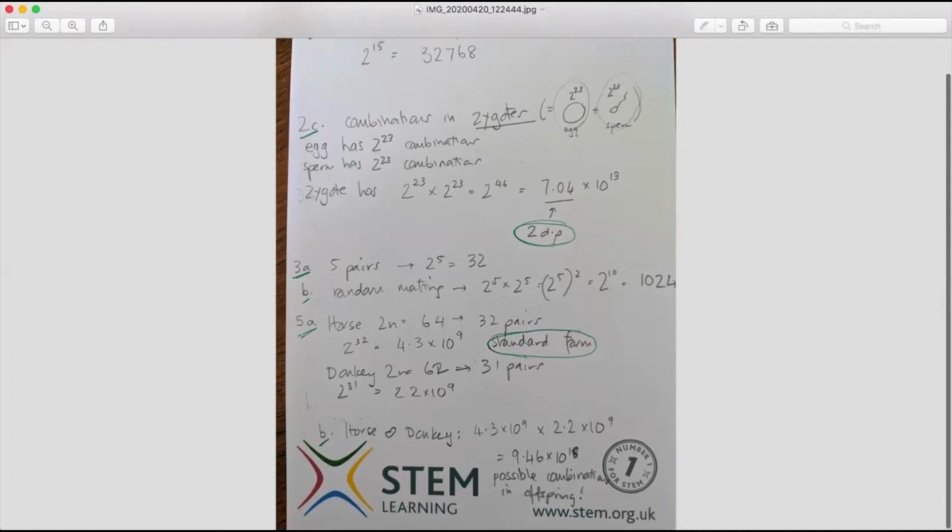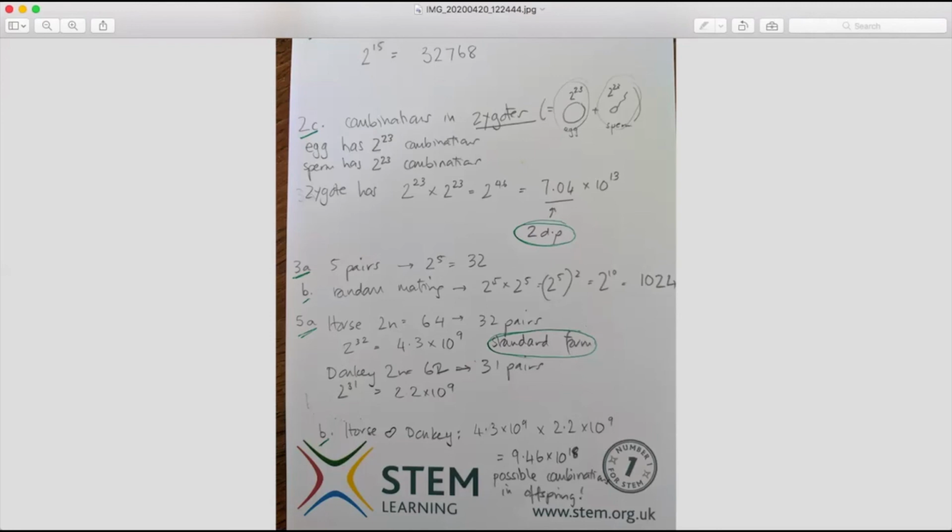Okay. Then the last part of the question, which was the only one that I'd say most people struggled with, was that if the horse and the donkey mate with each other, how many possible combinations are there? Well, we multiply those two numbers together. So 4.3 times 10 to the power of 9 multiplied by 2.2 times 10 to the power of 9. So that would be 4.3 multiplied by 2.2, which is 9.46. 10 to the power of 9 multiplied by 10 to the power of 9 is 10 to the power of 18. And that's how many possible combinations there are in the offspring.